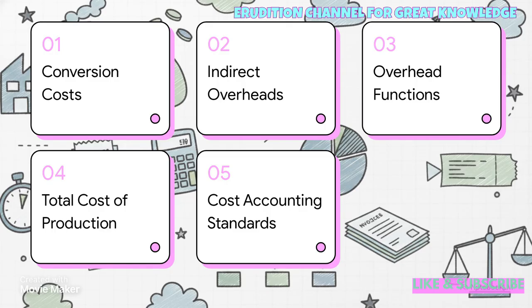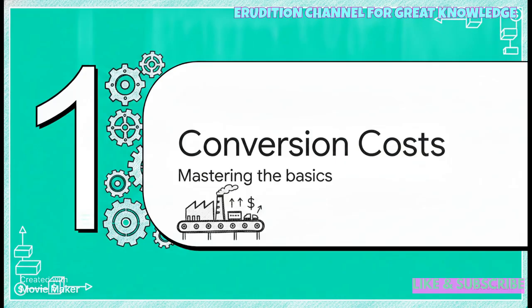We'll be hitting 5 key areas. 1. Mastering conversion costs. 2. Decoding indirect overheads. 3. Classifying overhead functions. 4. The total cost of production. And 5. Cost accounting standards. All right, kicking things off with Section 1, Mastering Conversion Costs.